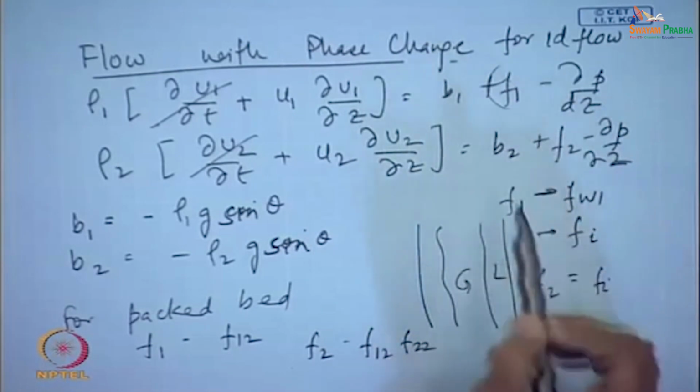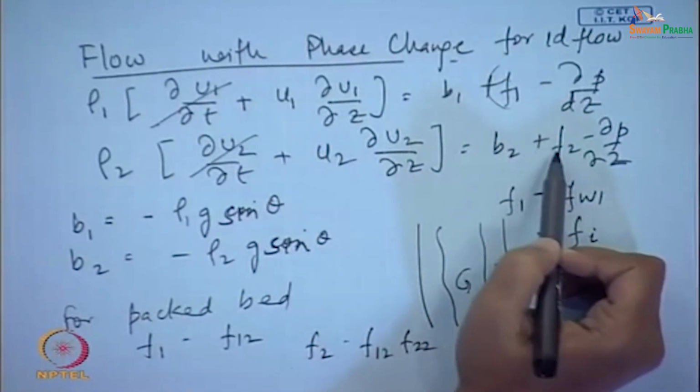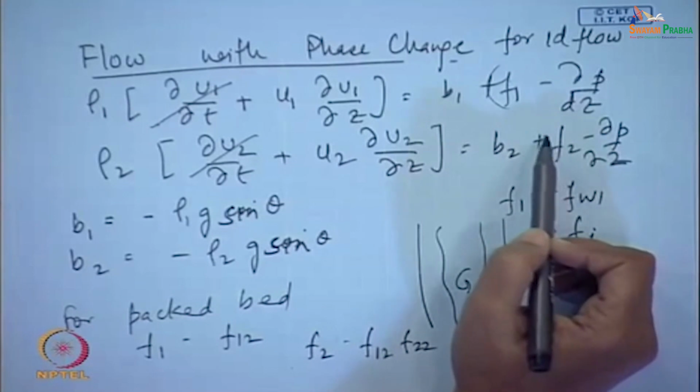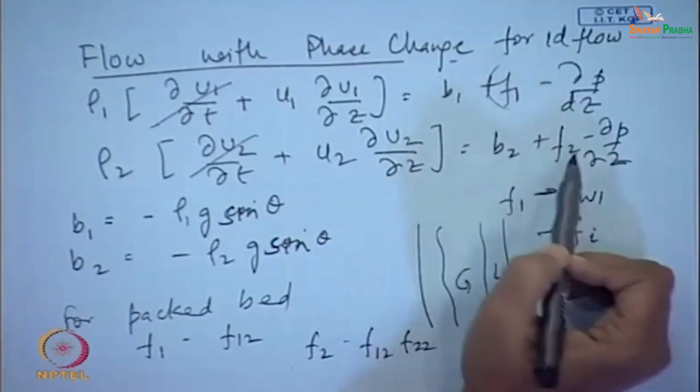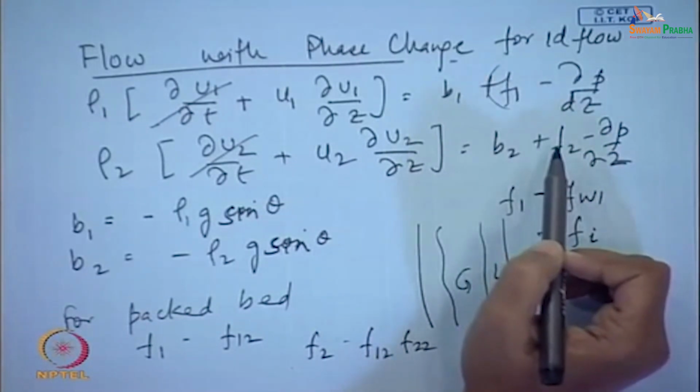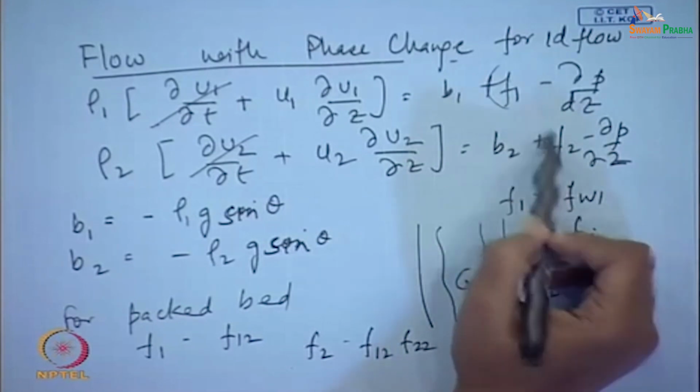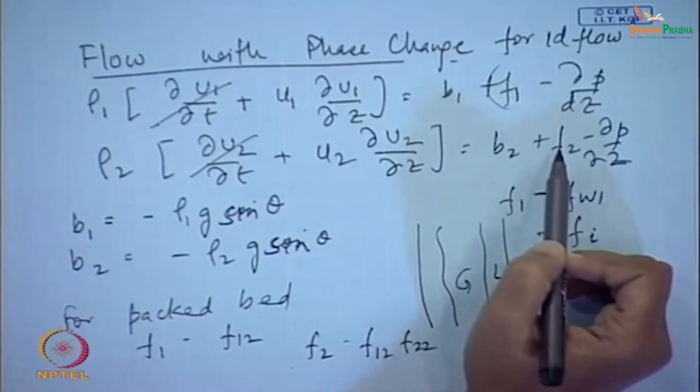We will be taking up the annular flow and the packed bed situations in our tutorial classes, and then it will be much more clear to you that whatever happens, this F1 and F2 are going to be different, is it not? And accordingly, the different phases are going to come in.